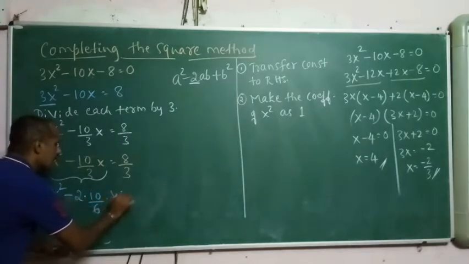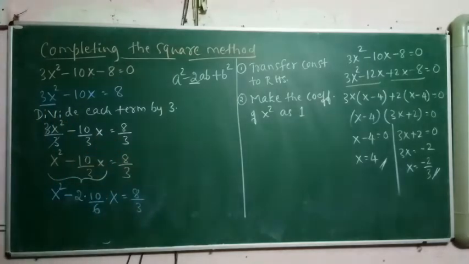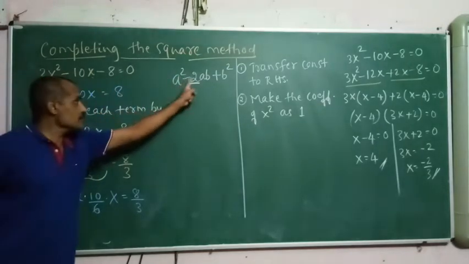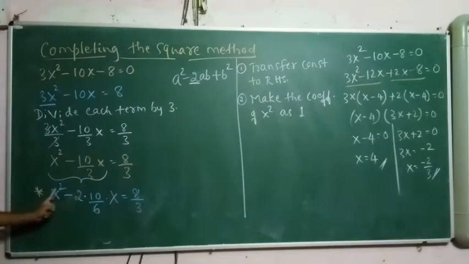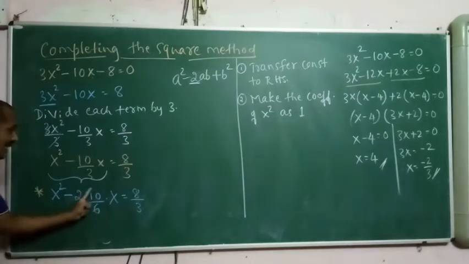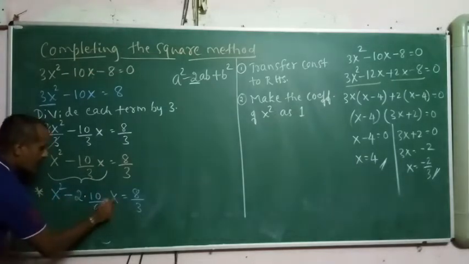Into x is equal to 8 by 3. Okay, this is a very, very important step. Now what happened, my dear children? Listen properly. A square is here, minus 2. What is a? A means x, it is here. This is called b. Listen here, a square minus 2ab.